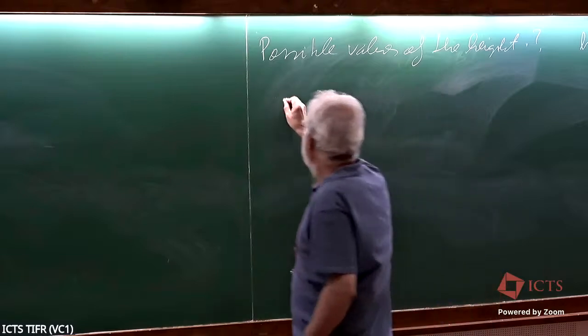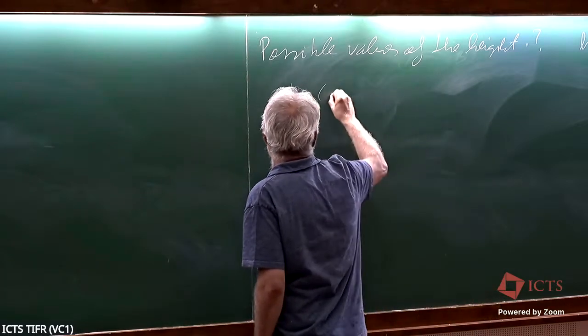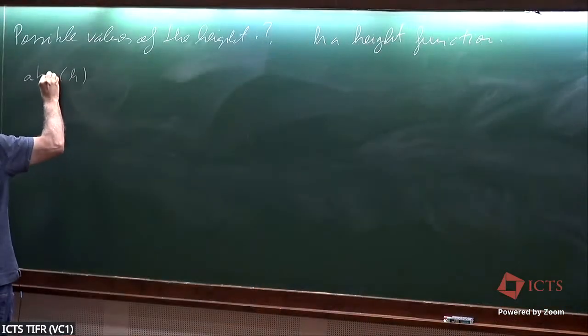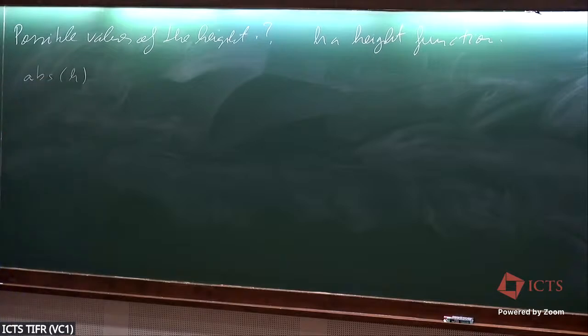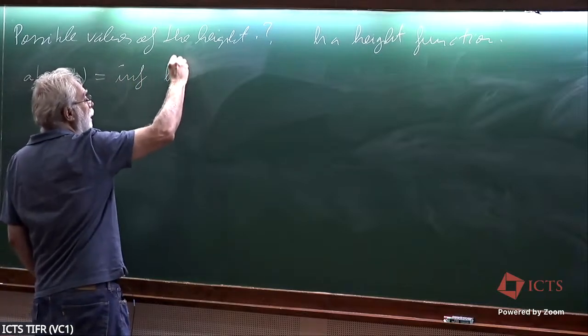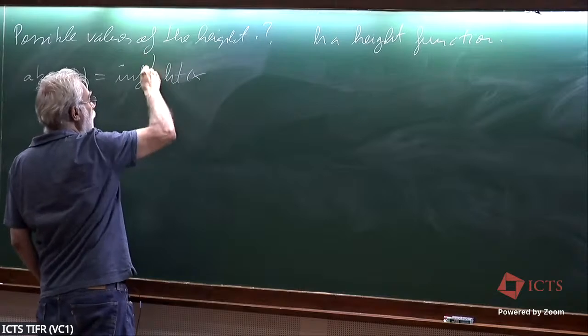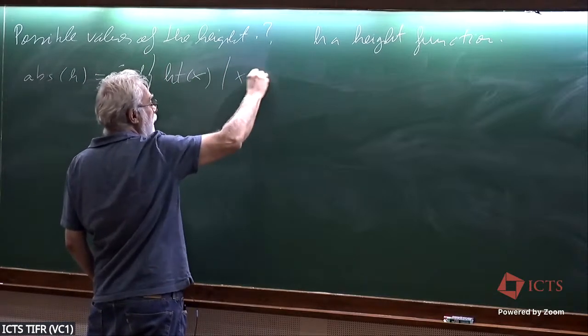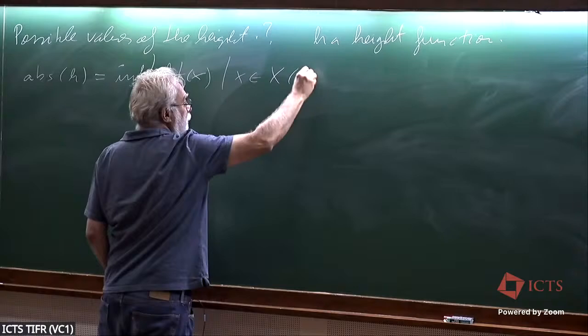Then, of course, we have the first interesting invariant, that will be the absolute minimum. The absolute minimum will be just the infimum of the height of x for all points x inside X of Q-bar.